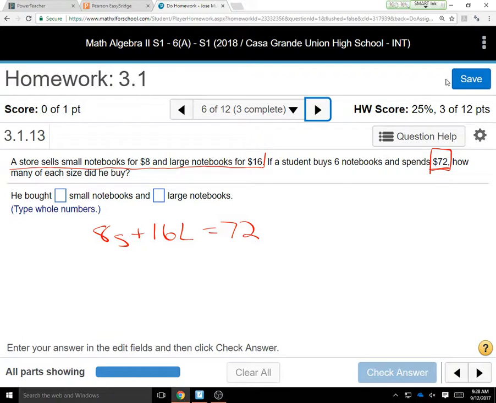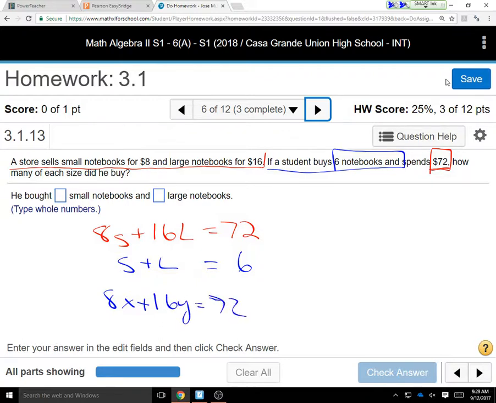The next part says, if a student buys 6 notebooks, how many notebooks did we buy? 6. What type of notebooks did we buy? We bought small notebooks and large notebooks. And the small notebooks plus the large notebooks totaled how many? There's my system. So now I can go ahead and solve for either one of those. If you want to switch these to read x and y, that's okay. You can call this 8x plus 16y is 72, and x plus y is 6. Just know that x represents a small notebook, and y represents a large notebook.